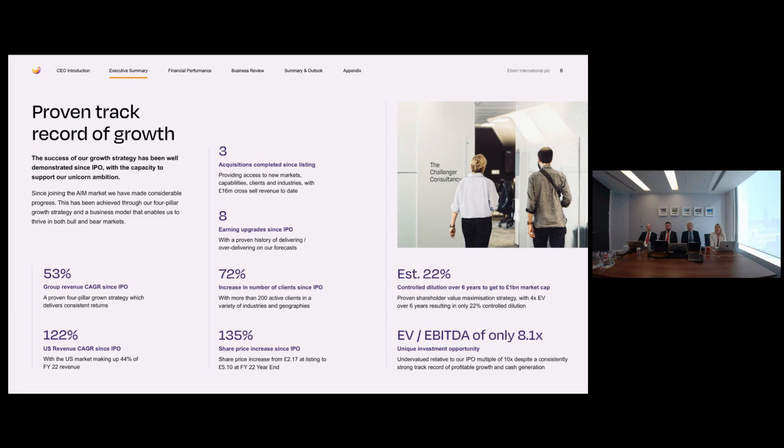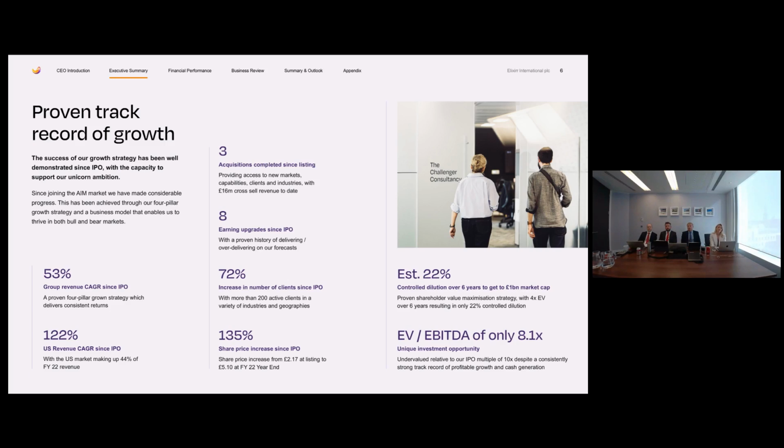We've done three acquisitions that Graham will tell you about a little later. We've done 8 earnings upgrades since IPO, which we're very proud of. And we've had a large increase in the number of clients since IPO, with 200 active clients. So that should give you some sense of the level of diversification of our revenue lines. We've had a 135% share price increase since IPO, listing at £2.17. I haven't seen it of late, but it was just over £5 again today.